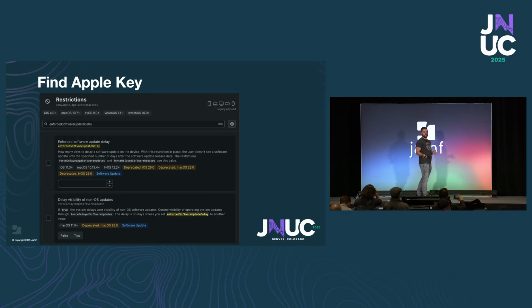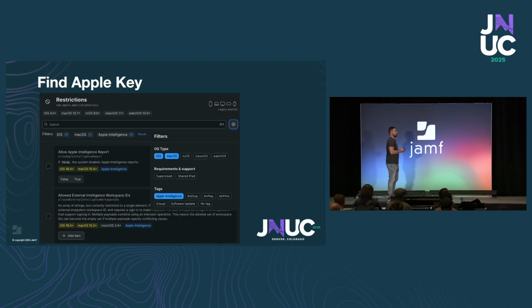If you want to do something with it, say this key is deprecated since the newest OS, you can actually find it and do whatever you want with it. It's also tagged with a category. Another way you can find something within the payload is by using filters. So if you want to find the keys for iOS, macOS, and other OSs, the supervised keys, or the keys within some category, like, for example, Apple Intelligence keys, you are able to do it using filters.